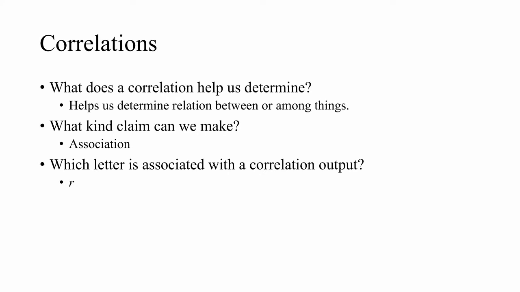What does a correlation help us determine? It helps us determine any relation between or among things. The kind of claim we can make with that is an association. Remember, association is just saying, hey, there's some type of relation between these two variables. We just don't know which direction the influence is going in. The letter associated with a correlation output is a lowercase italicized r.